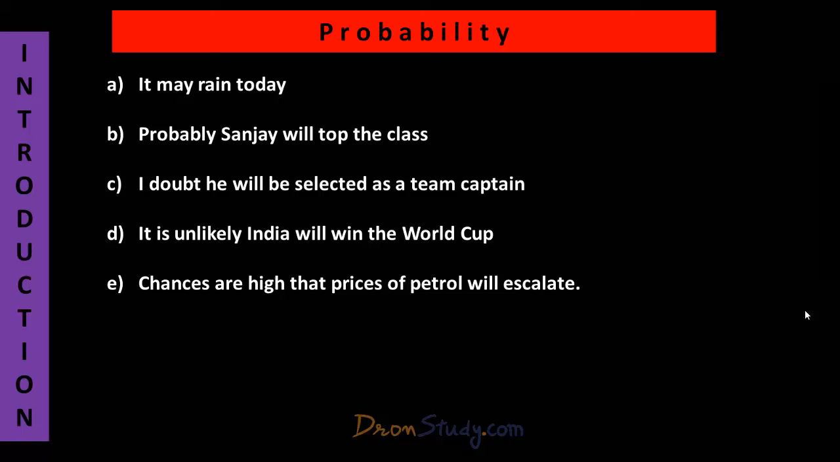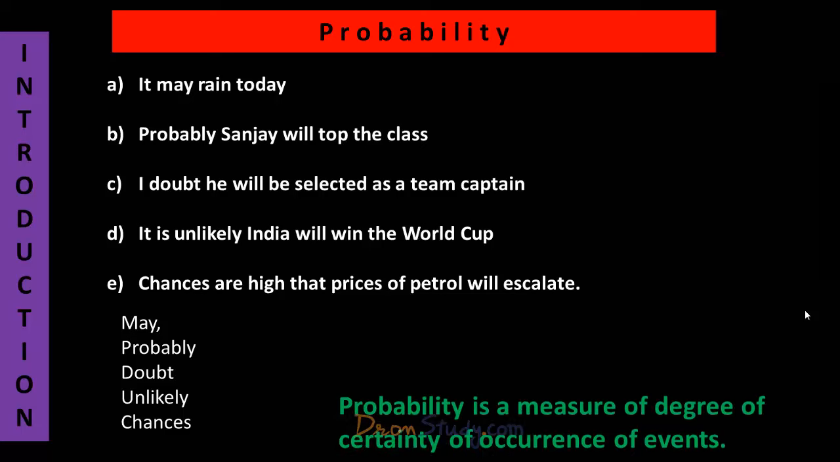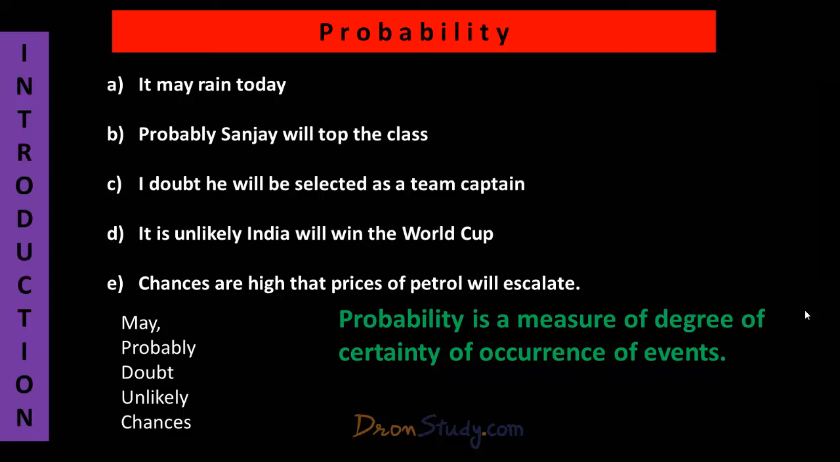In these sentences, the words may, probably, doubt, unlikely, and chances indicate uncertainties. And therefore, what is probability? Probability is a measure of degree of uncertainty of occurrence of events, or we may say degree of certainty of occurrence of events. So probability is a measure of degree of certainty of occurrence of events.